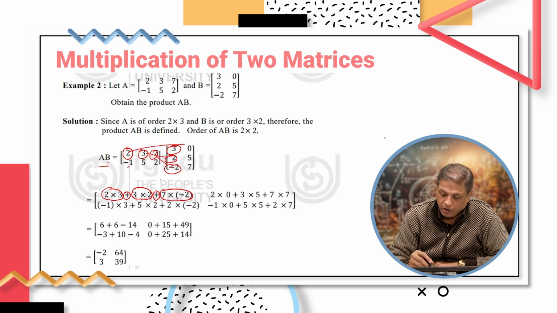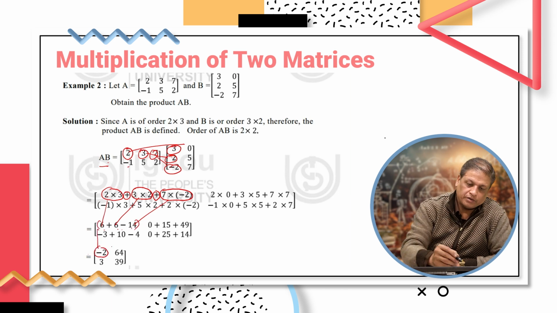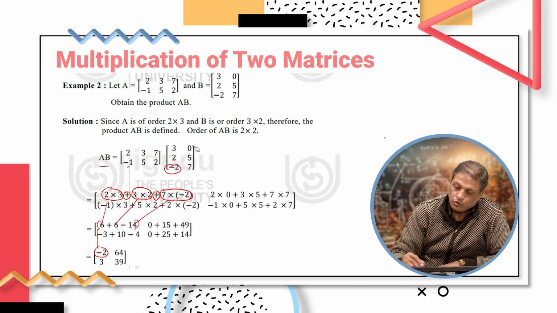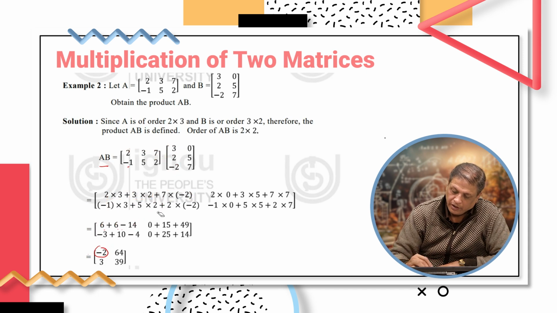So, performing all these operations, we arrive at: 2 into 3 is 6, 3 into 2 is 6, 7 into minus 2 is minus 14. So, 6 plus 6 is 12, 12 minus 14 is minus 2. So, this is how we got the first value after multiplication. Similarly, we can do the multiplication for the other values.